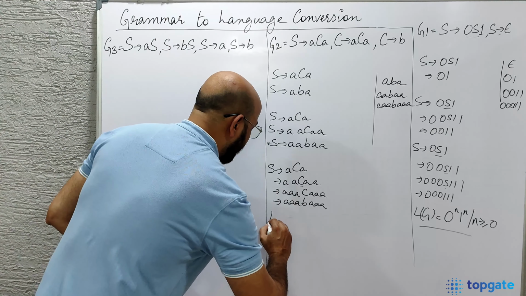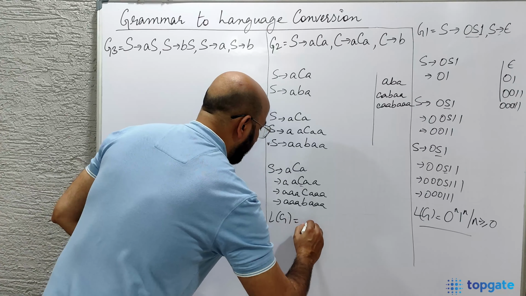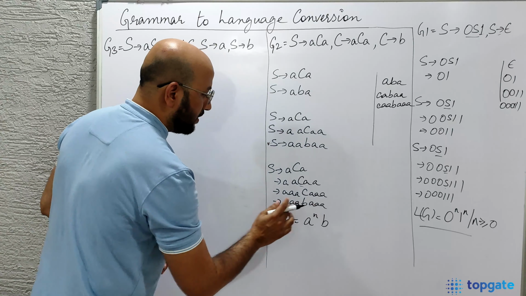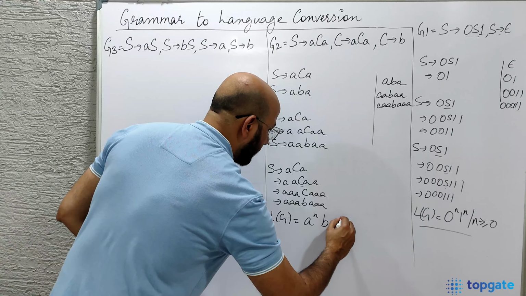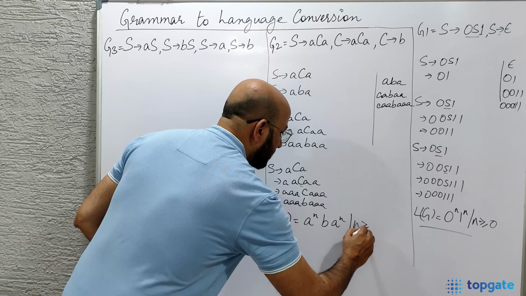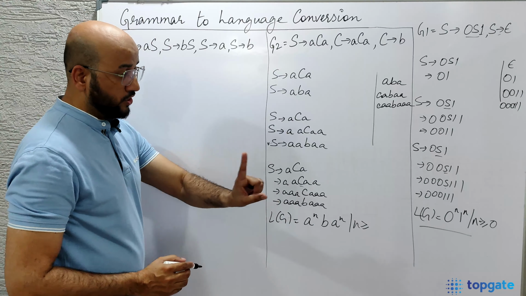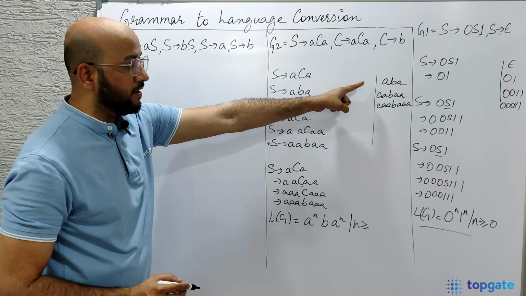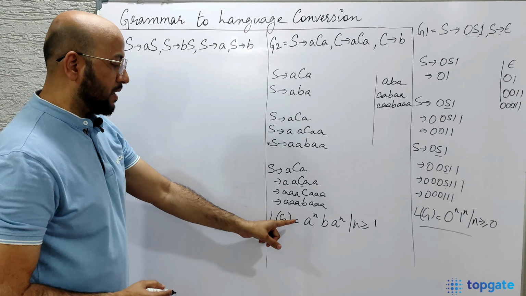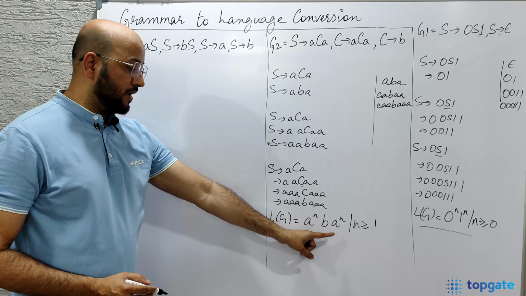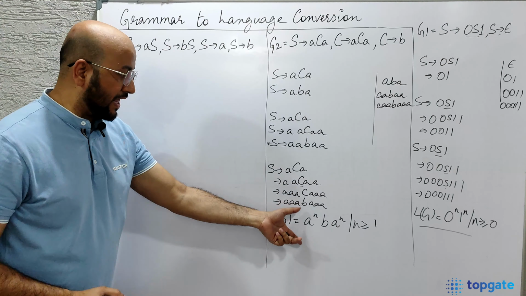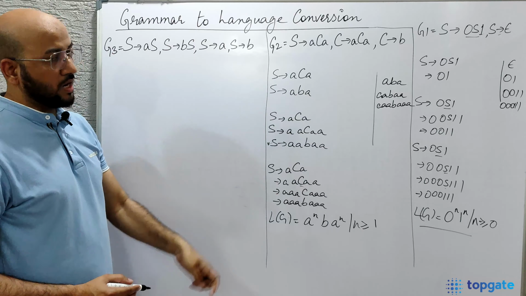So the language that I can generate from this one will be A to the power n. Then we have B, then we have again the same number of A's, that means A to the power n, where n is greater than or equal to, not 0. Why? Because we are not generating any null here. So that's why we'll put 1 here. So A to the power n, B, A to the power n, where n is greater than or equal to 1. So this is my language for this particular grammar.